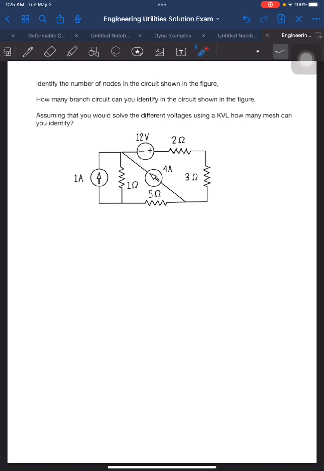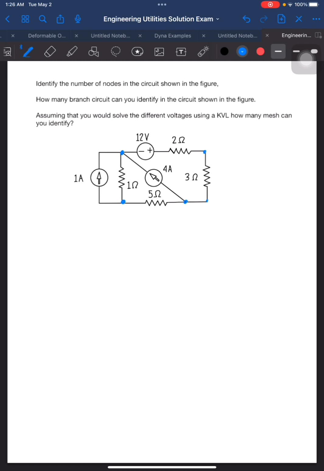So, bilangin na natin. Itong blue, yung pangkat natin ang nodes. 1, 2, 3, 4, 5.